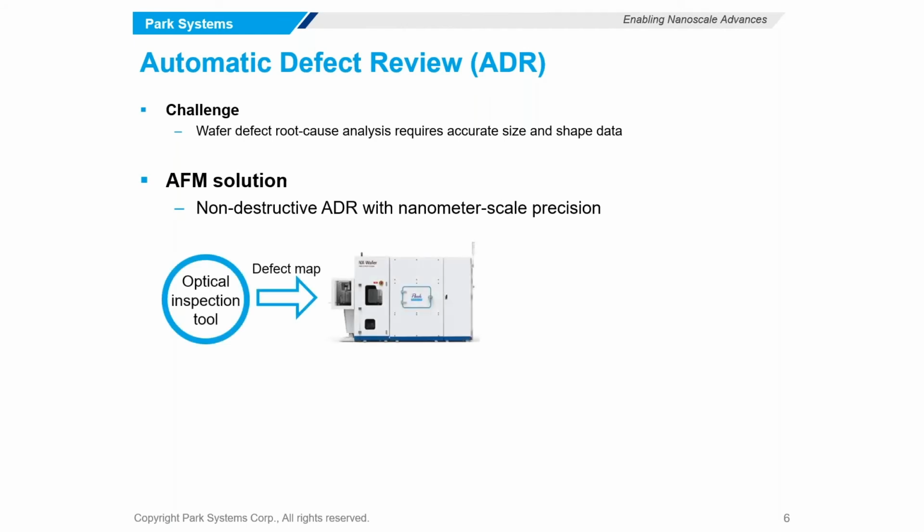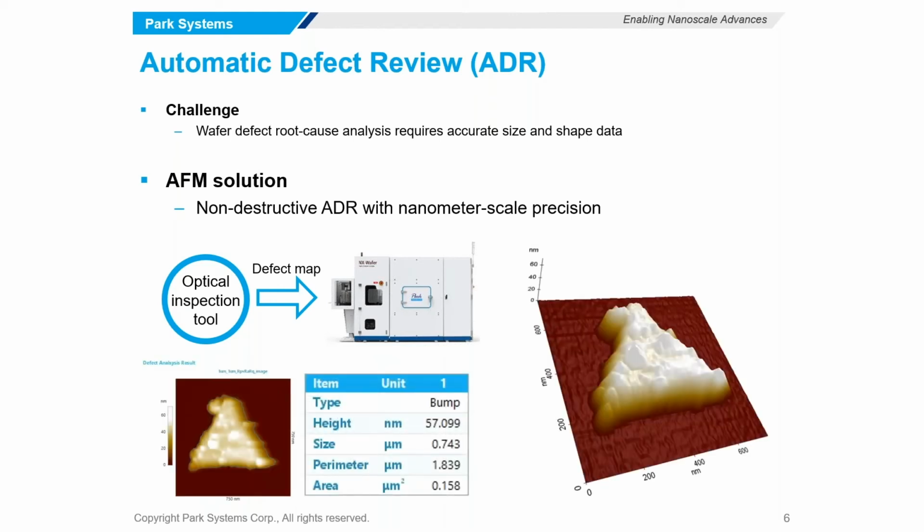The basic workflow of this method is that an optical inspection tool inline in the fab generates a defect map, and then that defect map is sent to the Park AFM. The Park AFM aligns its own coordinate system with that of the optical inspection tool, and then will image as many or as few of the defects in that map as necessary. The defect shown here is quite large, about 743 nanometers in size, but we can image as small as even, say, 10 nanometers if required. It just depends on the particular application.